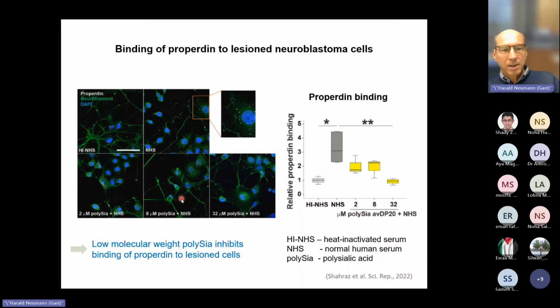This was inhibited if we added polysialic acid, 8 micromolar polysialic acid, but also higher concentrations, and this is shown here: it inhibited the binding of properdin to the lesioned cell membrane. So we can say low molecular weight polysialic acid, with a chain length of about 20, inhibited the binding of properdin to this lesioned cell surface. This is published in a recent paper in Scientific Reports.